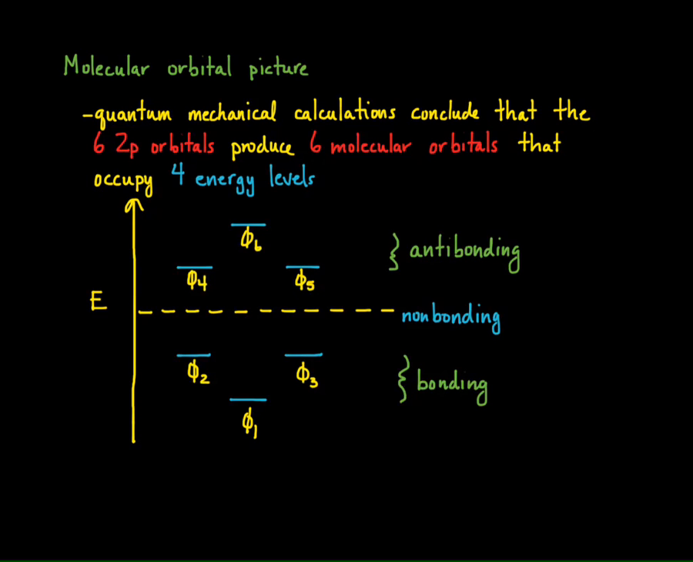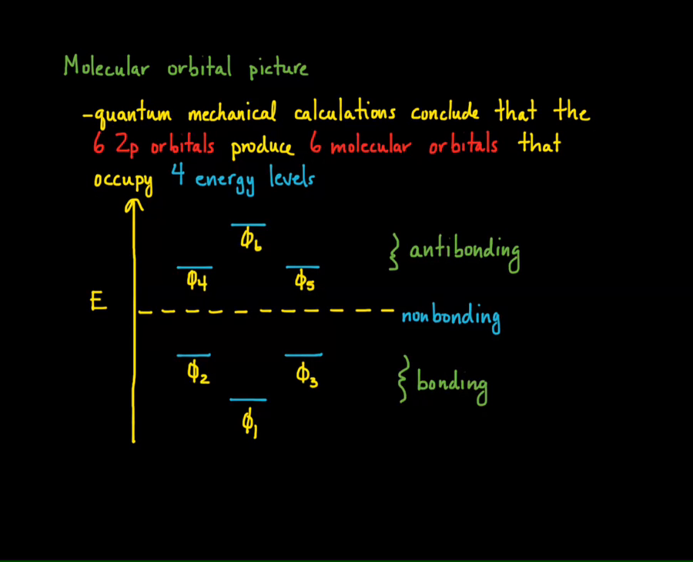Now, when we place electrons, how many electrons do we have? We're only talking about the mixing of the p orbitals. And so we have three double bonds, which are creating three pi bonds. Each bond has 2 electrons, and so we have a total of 6 pi electrons.